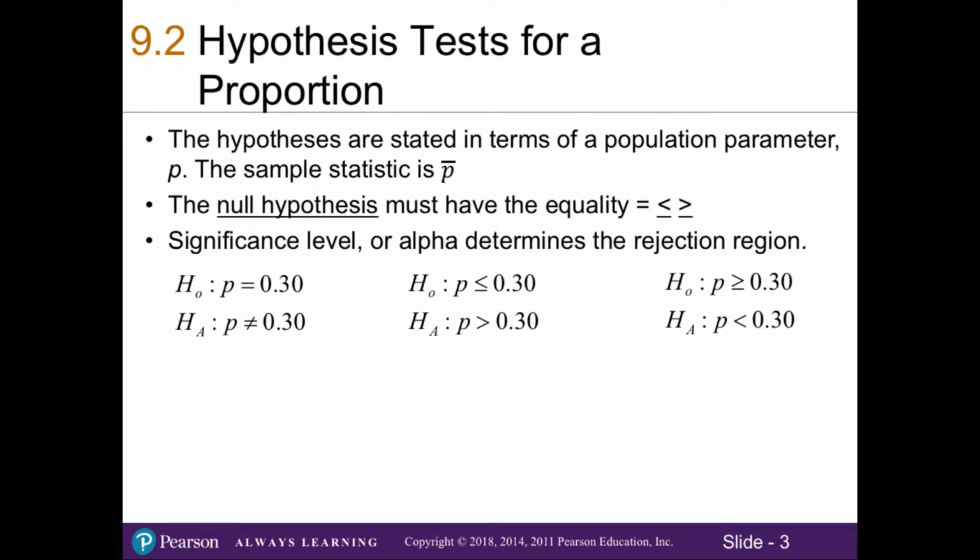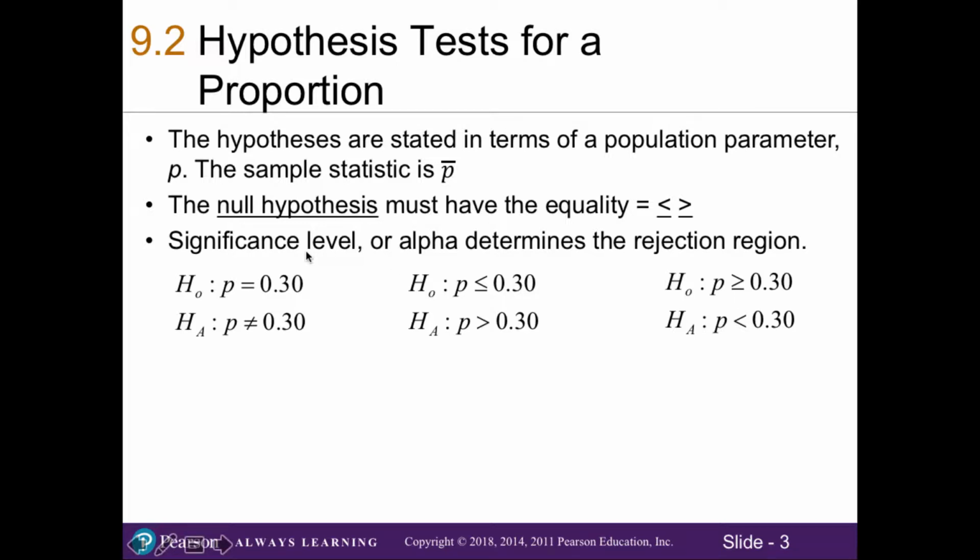So with hypothesis testing for a proportion, we still state our hypotheses in terms of population parameters. So you see here the lowercase p's, and our sample statistic is p bar. You're familiar with these from our previous chapters. Now, our null hypothesis will always have the equality symbol, whether it's an equal sign, a less than or equal to, or greater than or equal to. So this is very similar to hypothesis testing for a mean.